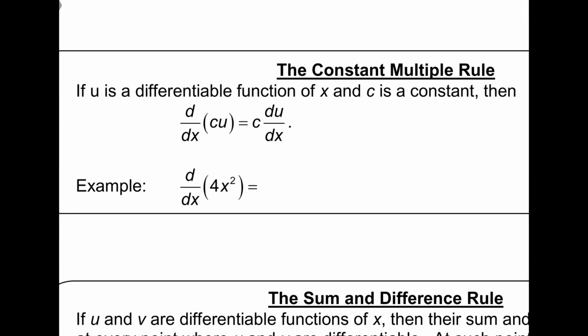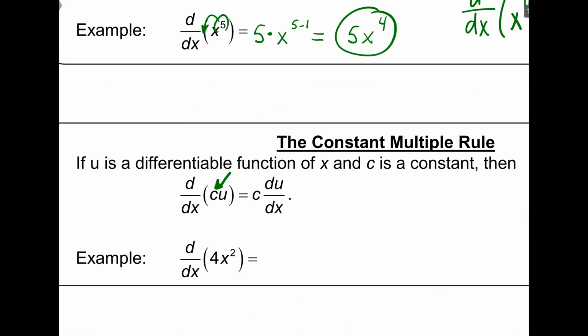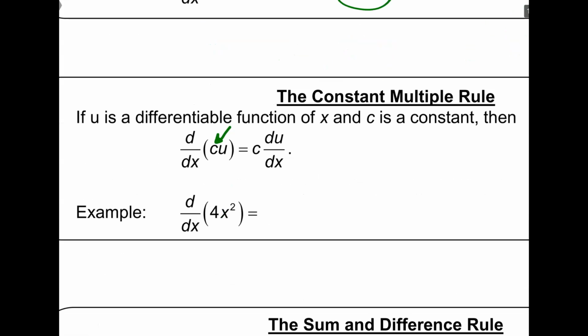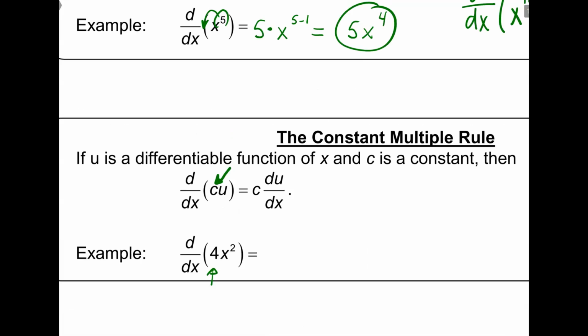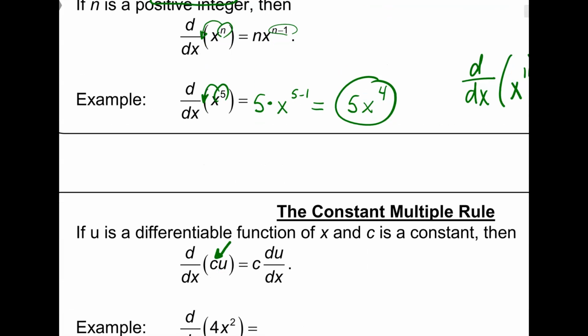Okay, so this looks like gibberish, right? You're like, what the heck? There's so many different letters. But just bear with me. So if u is a differentiable function, I'm just putting in u as a little placeholder. The point is I'm multiplying a function by a number. So for example, instead of having x to the fifth, what if I had 4 in front? 4x to the fifth or something, right? If I had a number already in front, how do we deal with that? We know how to deal with x to some power, but what about if there's a number in front of it? What do we do?